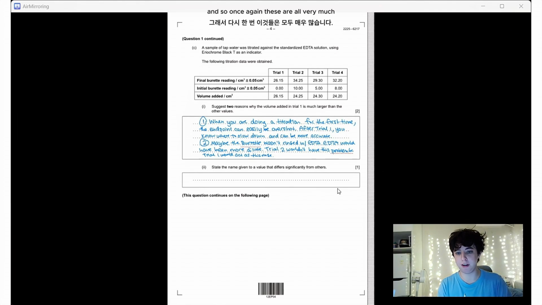Once again, you have to visualize yourself in the lab. If you've done a lab similar to this, you should have done a titration at some point in your career. So imagine those steps.